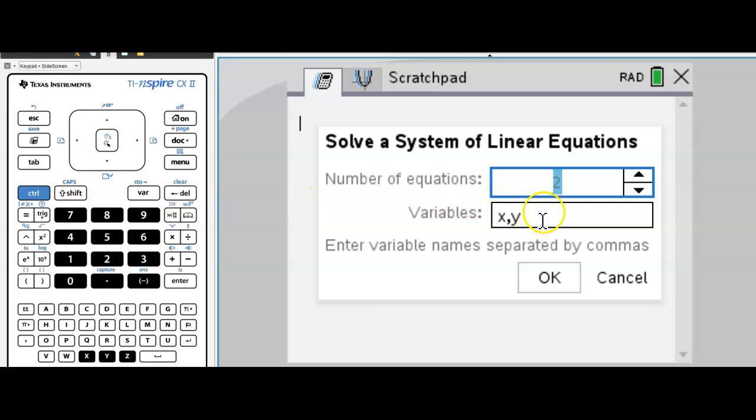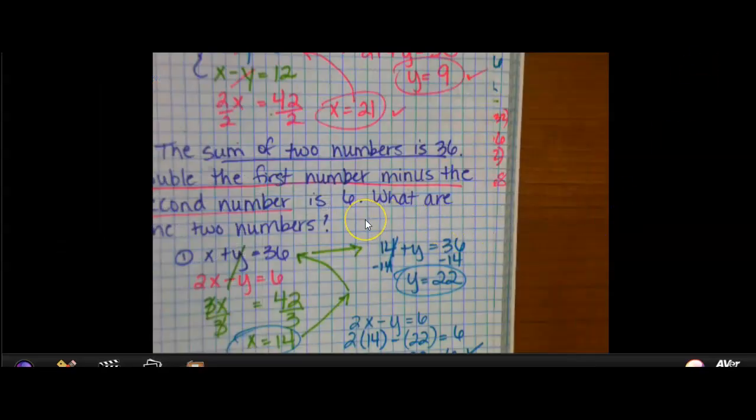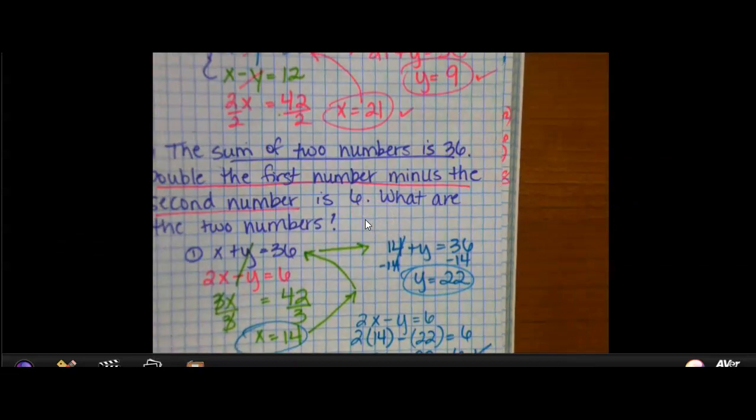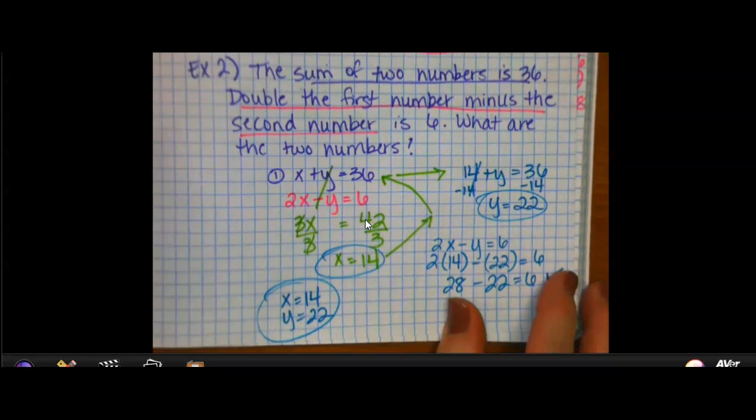I'm going to leave my variables as x and y. As you move forward with using this tool as an option, if it were a question about nickels and dimes, you might want to use N and D. But in this case, we're going to use x and y because that's what's in my system. So just say OK. Now, I'm going to go back and use the examples from my notes. So when I say that, let's use this example 2 that was just in the last notes.